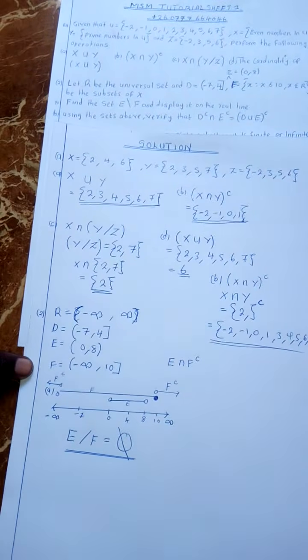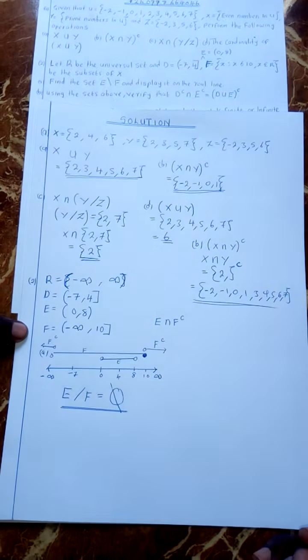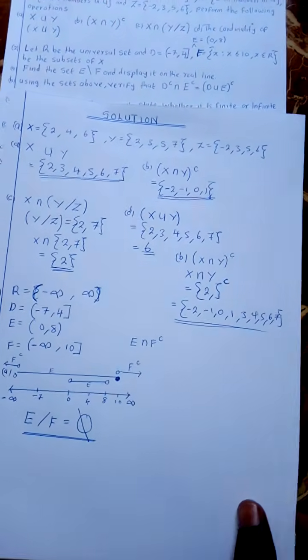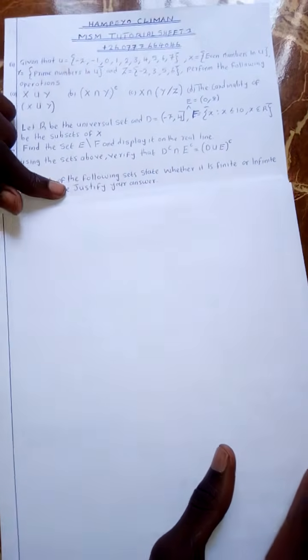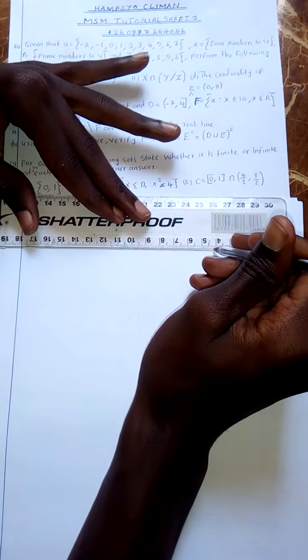Now for the second part, they are saying, using the sets above, verify that D complement intersection E complement is equal to that. I'm going to demonstrate on the other side. For this one, we are going to use the same concept. I'm going to draw this particular set here, something like this.